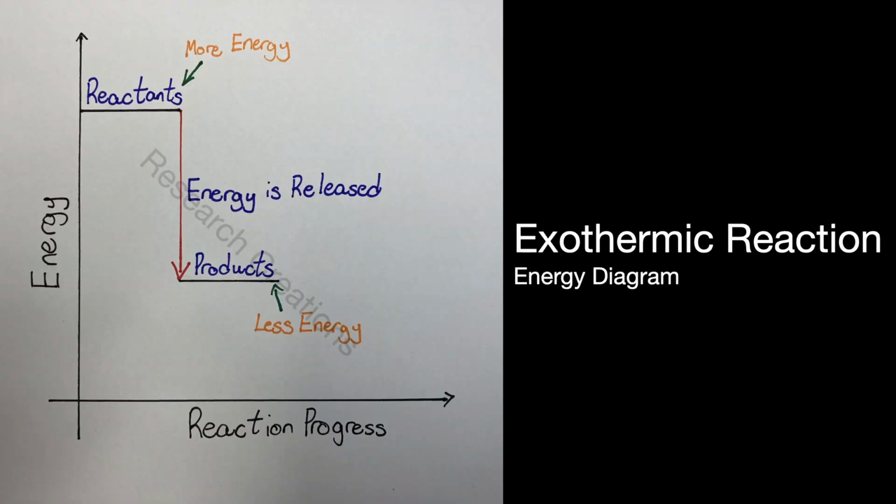Let us visualize an exothermic reaction with an energy diagram. As you can see here, energy is being released from the reactants by the reaction. Thus, the product will have less energy. The downwards arrow visualizes the energy that is given out.